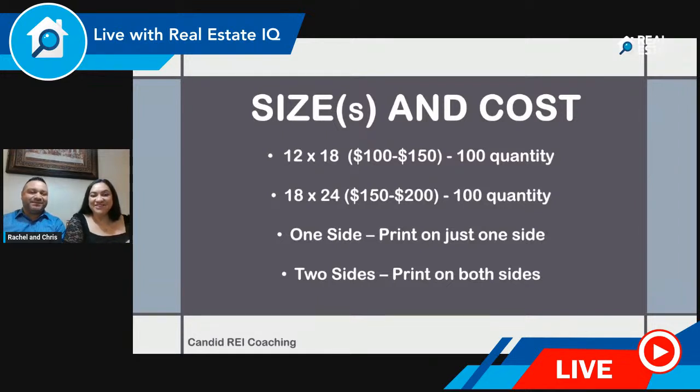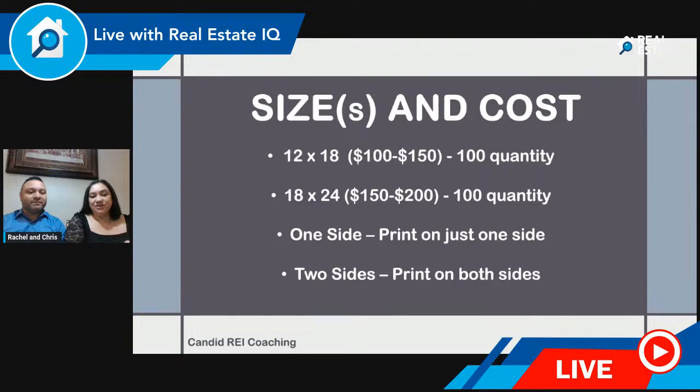If they're 18 by 24, they're between $150 and $200. Again, the quantity we go by is 100. So again, if you're paying more than this, maybe try and renegotiate. Don't beat up your people too much about the pricing, because obviously we all need each other, but this is a good range to go by.